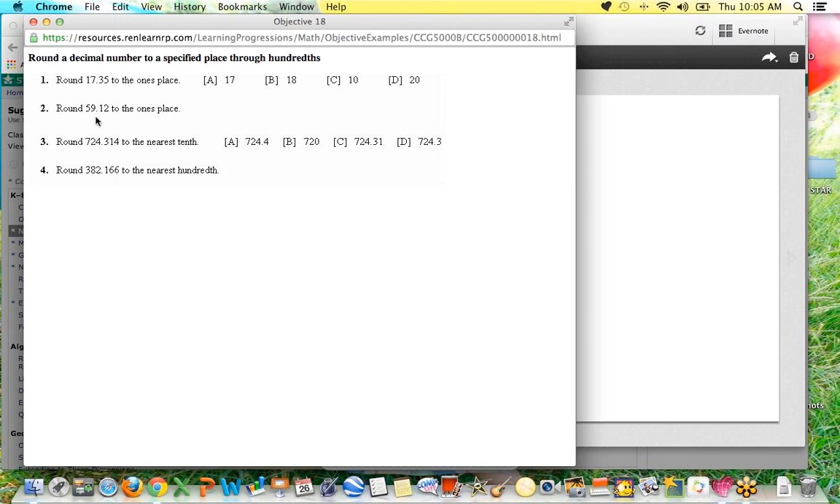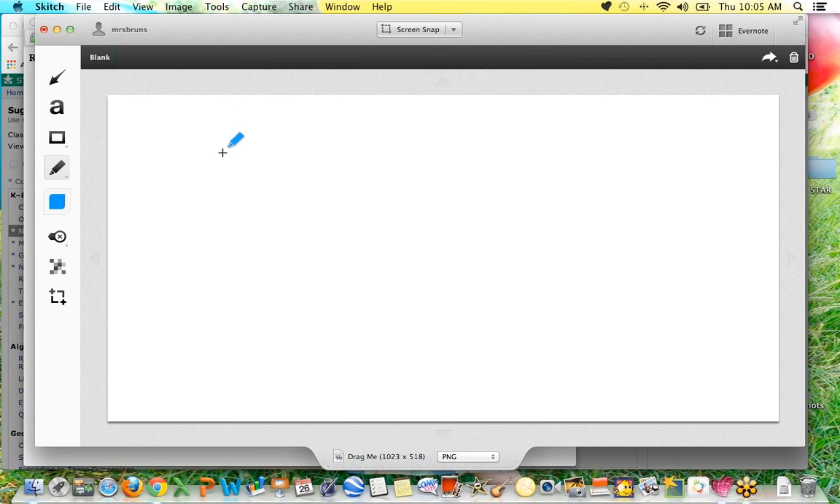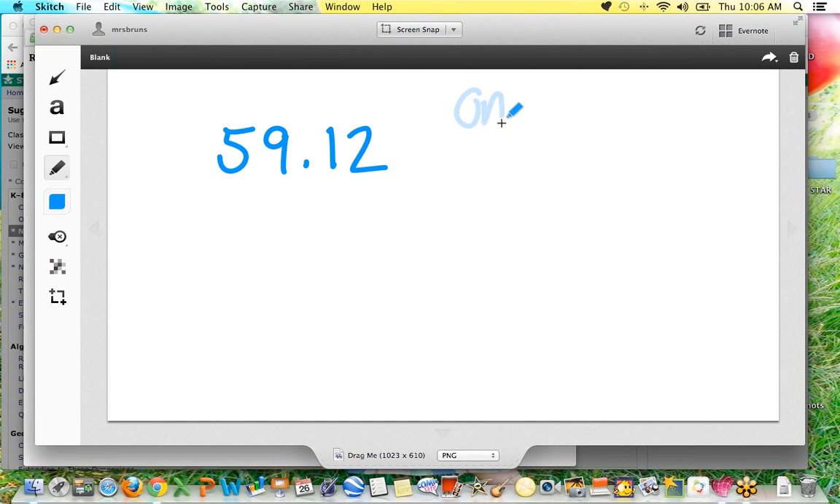Round 59.12 to the ones place again. So let me write it. 59. So start off simple in your head. Which number is in the ones column? 9, definitely. Okay, so what would this round to? 59. Yeah, it would just be a simple 59.